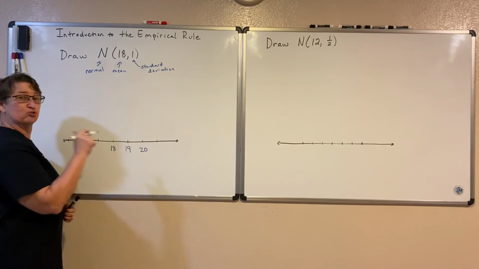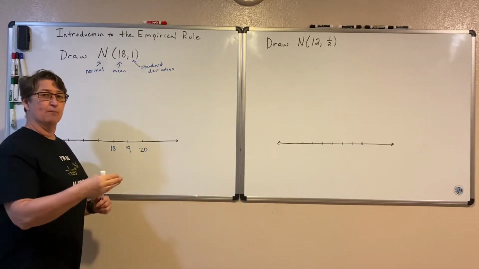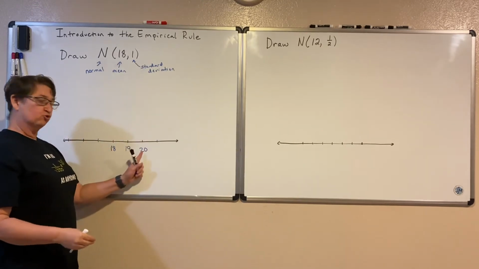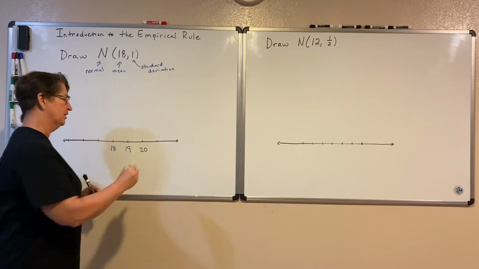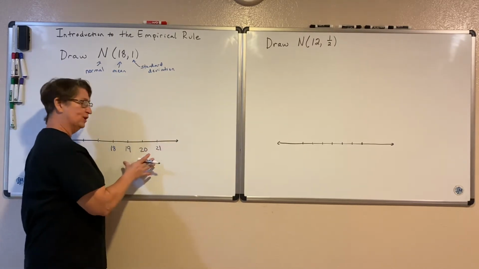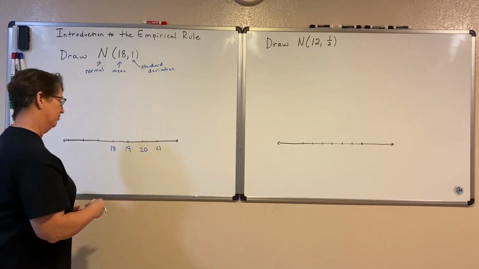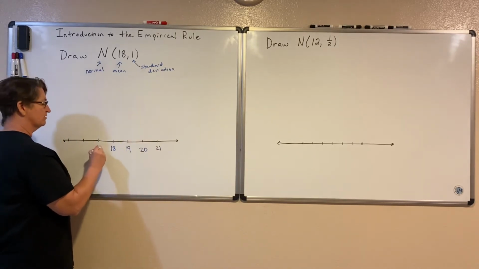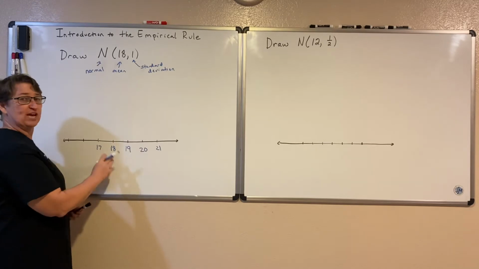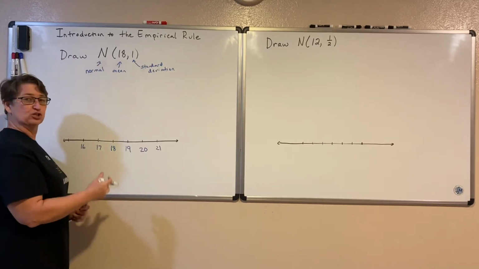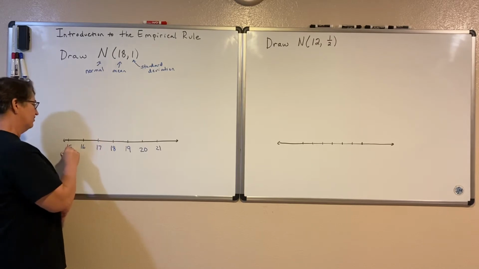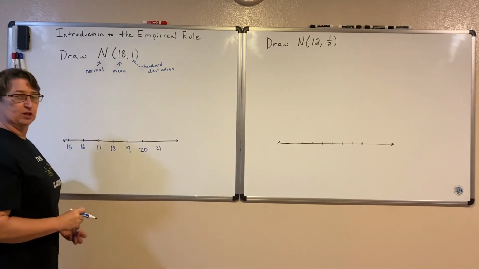This 19 is 1 standard deviation above the mean. The 20 is 2 standard deviations above the mean. And 21 is 3 standard deviations above the mean. If I go backwards, 17 is 1 standard deviation below the mean. 16 is 2 standard deviations below the mean. And 15 is 3 standard deviations below the mean.